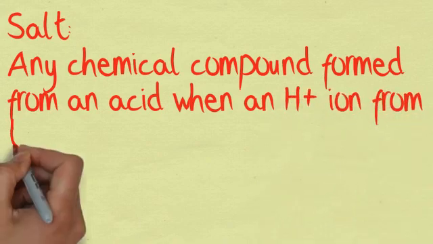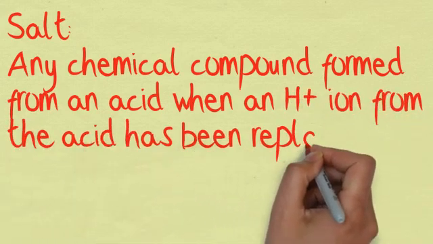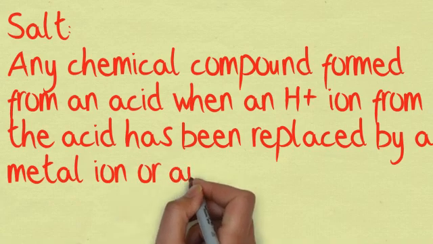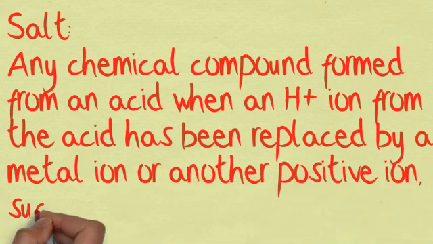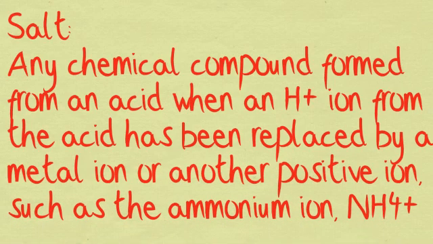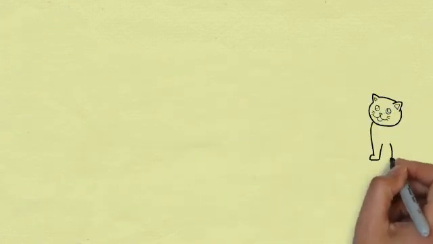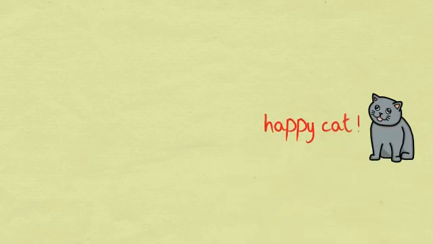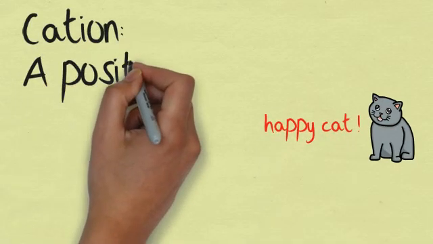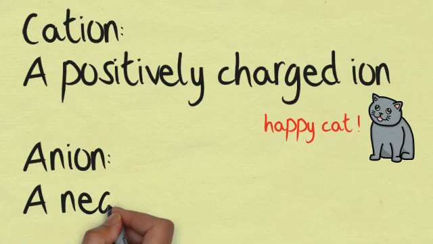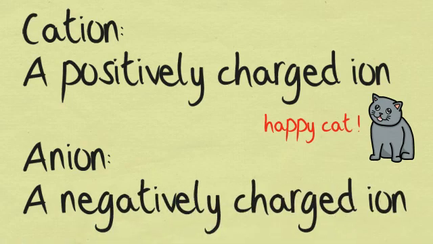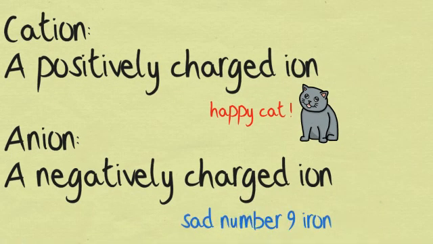A salt is any chemical compound formed from an acid when an H+ ion from the acid has been replaced by a metal ion or another positive ion, such as the ammonium ion NH4+. A cation is a positively charged ion, and an anion is a negatively charged ion.